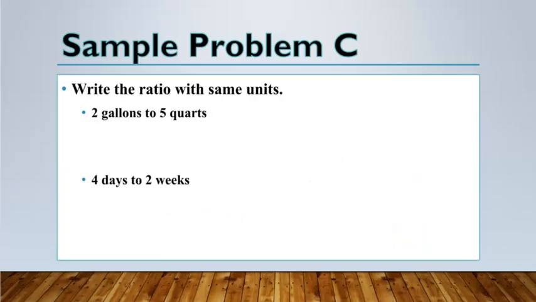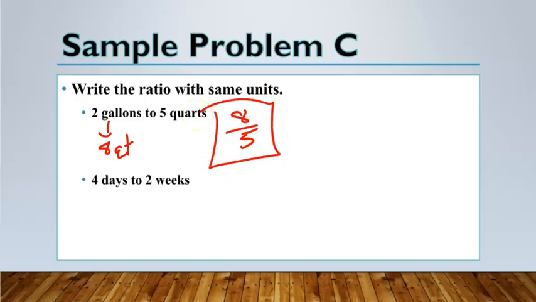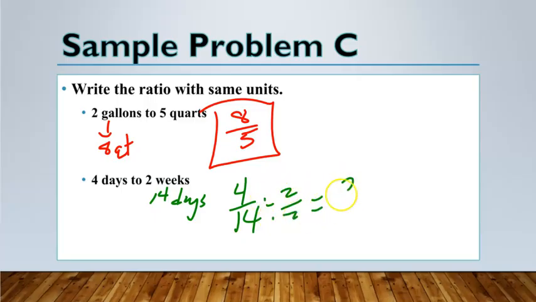And our last couple problems, write these with the same units. So 2 gallons to 5 quarts. The smaller one is quarts. So 2 gallons, we know that there are 4 quarts in 1 gallon. So this would be 8 quarts. So that means we have 8 to 5. I can't reduce it, so that would be our ratio. 4 days to 2 weeks. Days is the smaller unit. That means 2 weeks is 14 days. So that would be 4 to 14, which if I divide this by 2, we would get a ratio of 2 to 7. So that is our lesson on unit rate and unit costs.